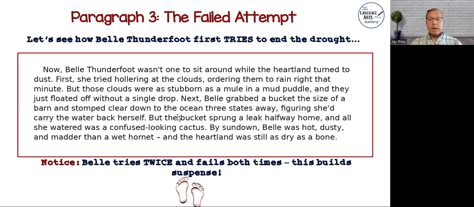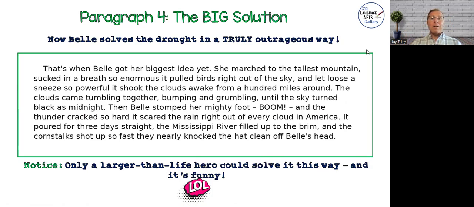By sundown, Belle was hot, dusty, and madder than a wet hornet. And the heartland was still as dry as a bone. So we can see in this third paragraph, I think the author did a fantastic job talking about how Belle tried twice to solve the problem, and both times she failed. Now we're going to move to paragraph 4, where Belle solves the problem and does it in an outrageous way.